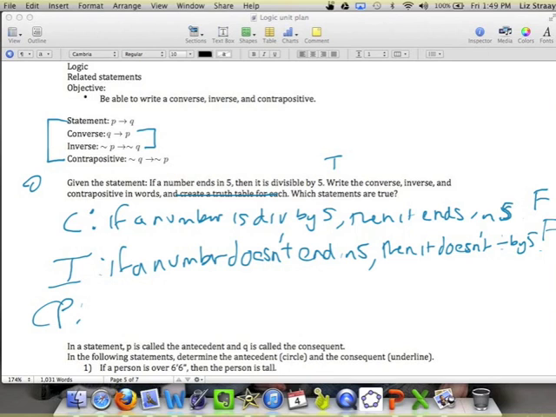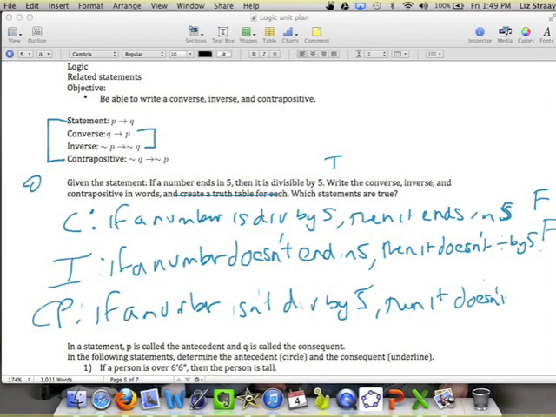And then the contrapositive makes both changes. So it would say if a number isn't divisible by 5, then it doesn't end in 5. And we said since our statement is true, that has to be true as well.